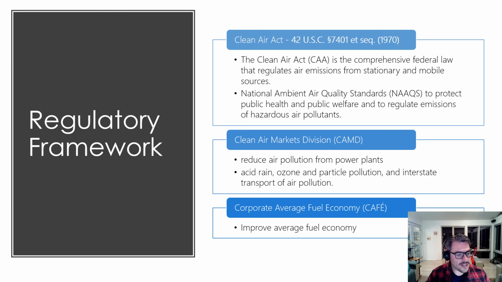The EPA's Clean Air Markets Division runs a program to reduce air pollution from power plants to address environmental problems such as acid rain, stratospheric ozone depletion, particle pollution, and interstate transport of air pollution. Finally, the corporate average fuel economy standards are aimed at improving the average fuel economy of vehicles, which reduces the incomplete combustion which produces many air pollutants.